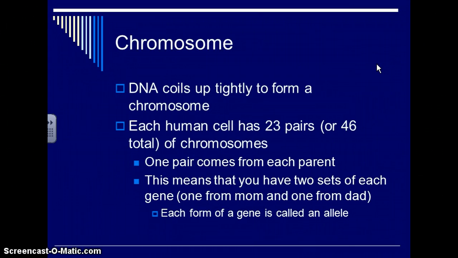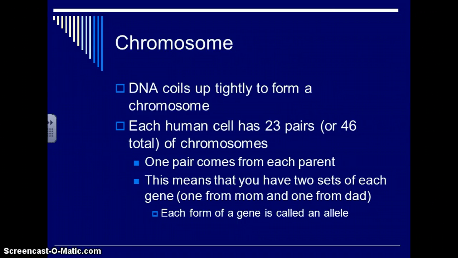Chromosomes occur when DNA coils up very, very tightly. Every human cell, for the most part, there are some anomalies, has 23 pairs, or 46 total chromosomes. You get 1 pair of chromosomes from each parent. So that means you have 2 sets of each gene. You get 1 from your mother and 1 from your father. And then each different form of a gene is called an allele.